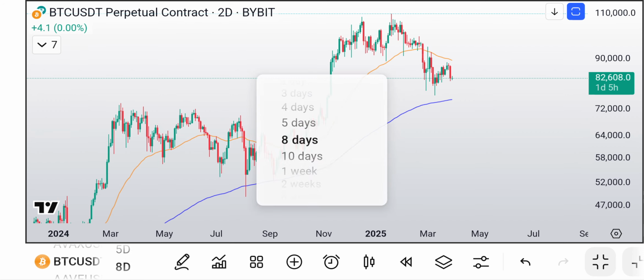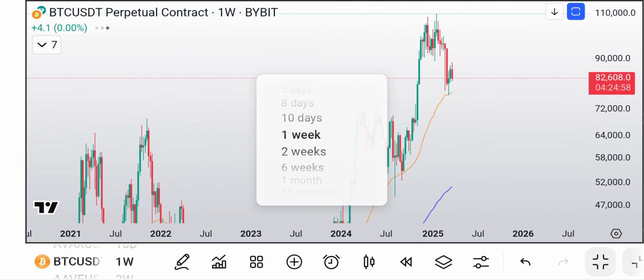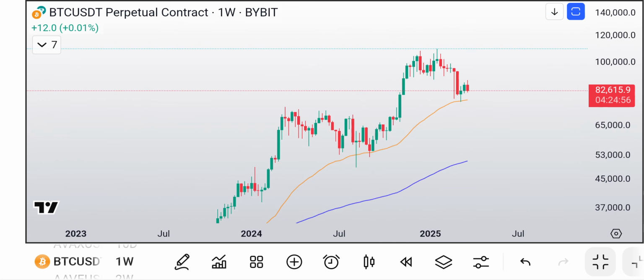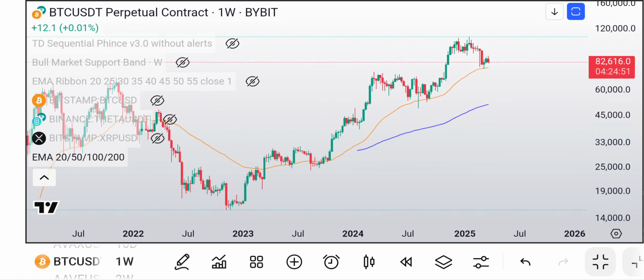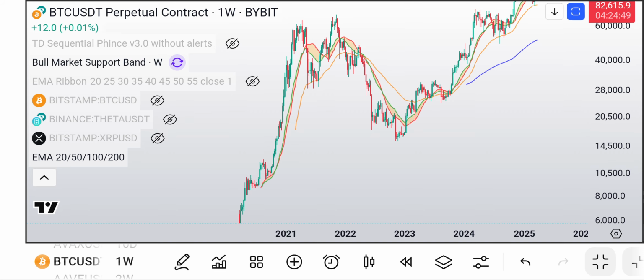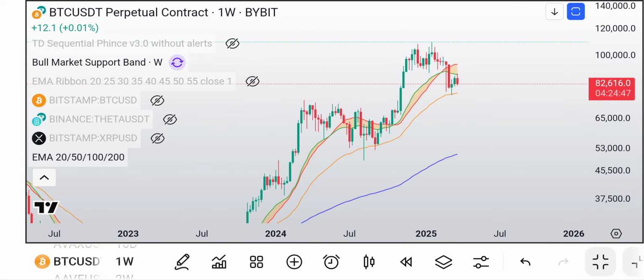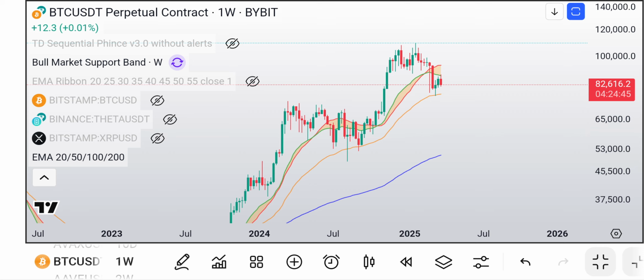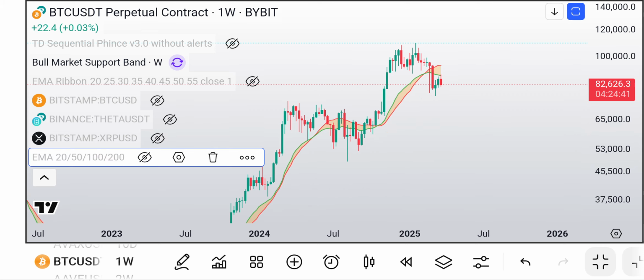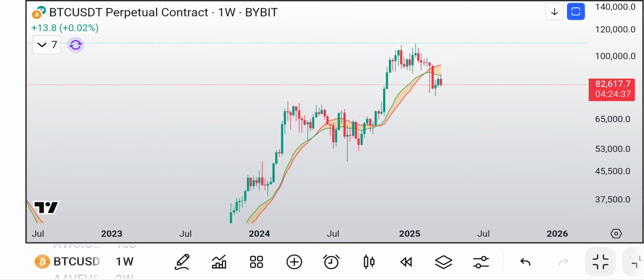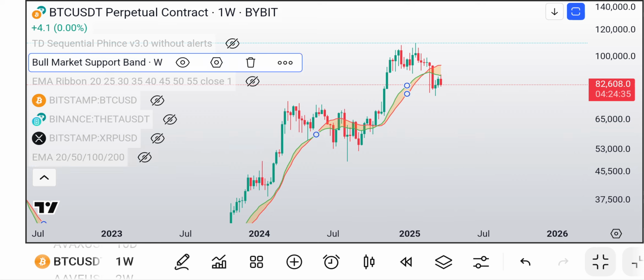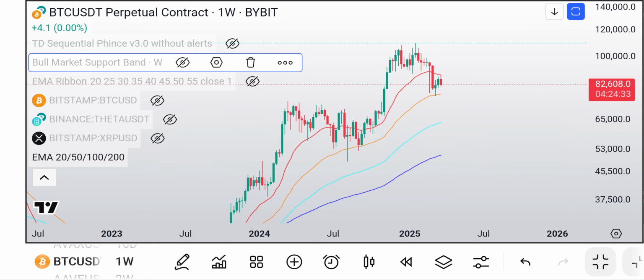All right, so let's look at the weekly chart, and let's look at the moving averages. So the weekly, look at that. We perfectly bounced off the 50. So it used to be it was the bull market support band that would hold the price. Now it's the 50-week moving average. And let's actually turn on the 20 and the 100. Let's get rid of that. And there we go.